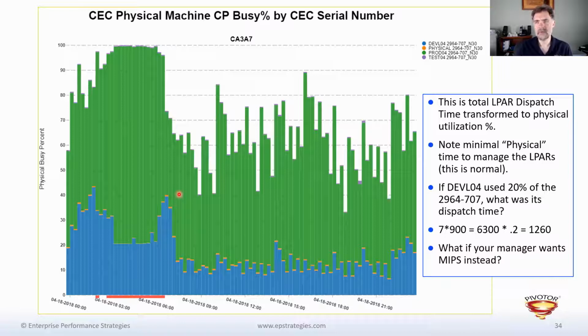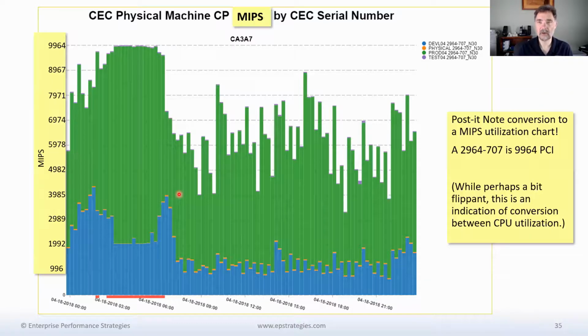So what happens if your manager wants MIPS instead of percent utilization? Well, you can take a sticky note and then put it over the y-axis there, and now you have MIPS, right? Because this was the total capacity of the machine. This was my 100% mark. There you go. Now it's in MIPS. So while I don't expect you to actually do that, you get the point here that this conversion is very straightforward.